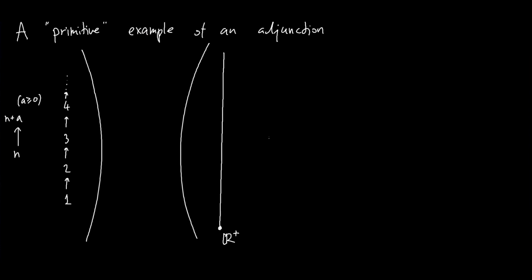On this side, the description of morphisms is similar. Morphisms only exist from a real number to some... Maybe I should not use a here. Let me call this s. Morphisms only exist from a real number to a bigger or equal real number.